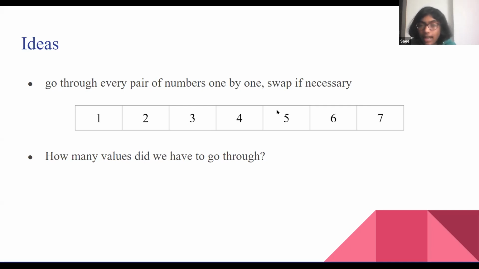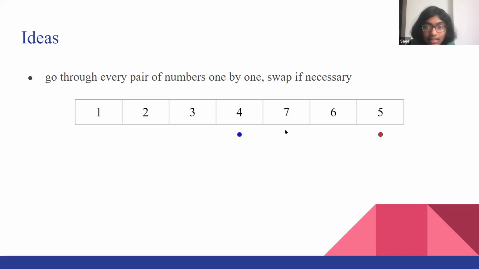Okay. What if we had n numbers? Then how many values would we have to go through? N into 3? Okay, that's pretty intuitive, right? Because what happened here was when we had 7, we had to go through 21 values, which is 7 times 3. But let's see, what if there are 6 values?